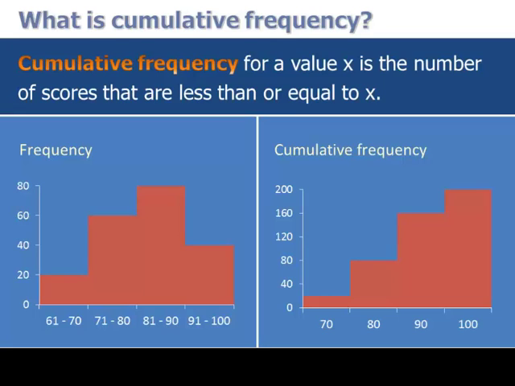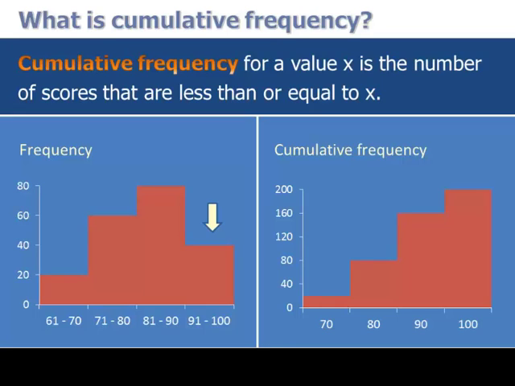In the chart on the left, column height shows frequency, the number of students in each test score grouping. For example, 20 students received a test score between 61 and 70. 60 students had a score between 71 and 80. 80 students between 81 and 90. And 40 students between 91 and 100.